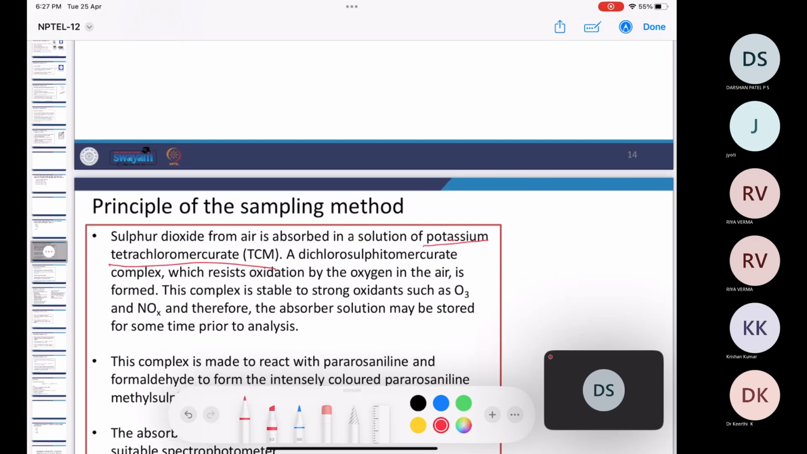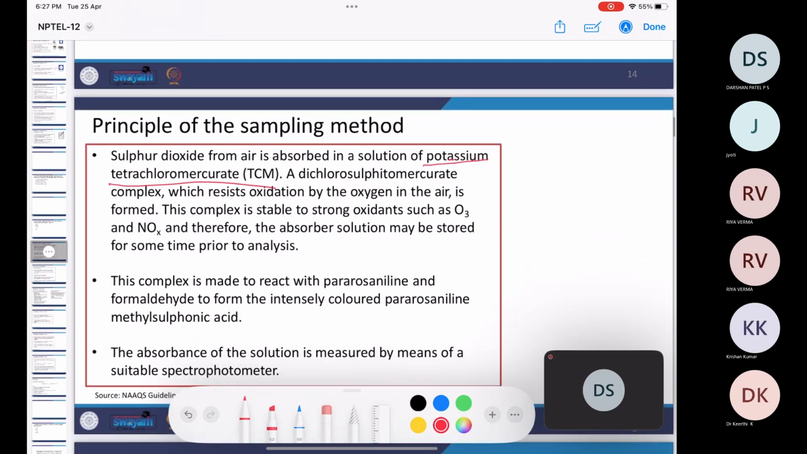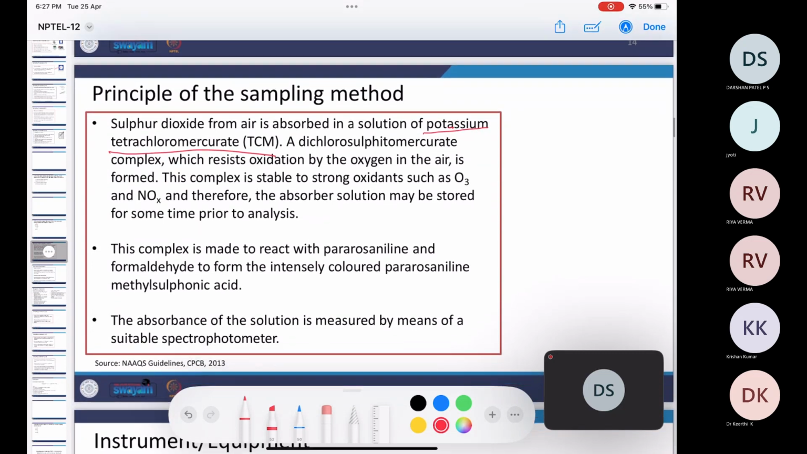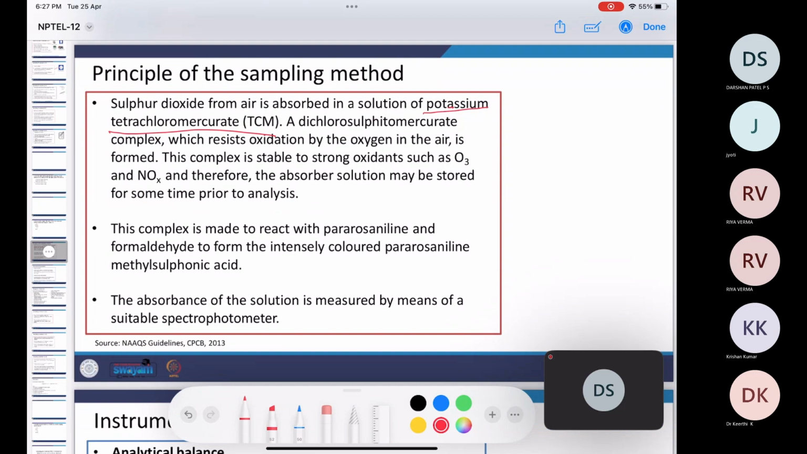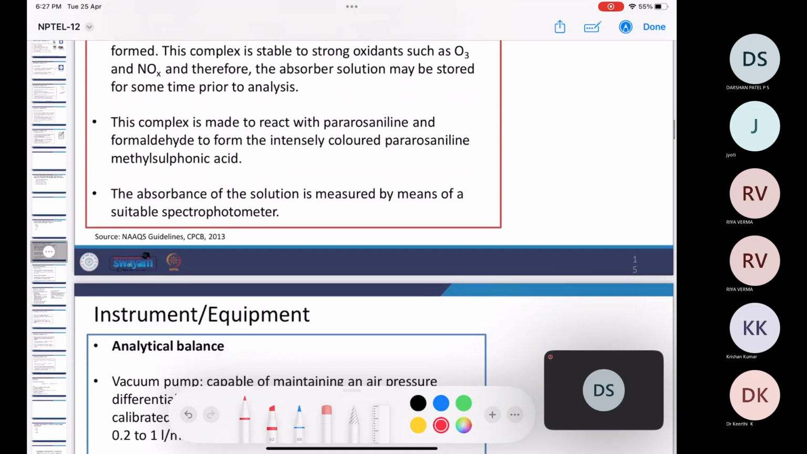And this complex is stable to strong oxidants such as ozone and NOx, and therefore the absorbed solution may be stored for some time prior to analysis. This complex is made to react with para-rosanilene and formaldehyde to form the intensely colored para-rosanilene methyl sulfonic acid. And the absorbance of the solution is measured by means of a suitable spectrophotometer.